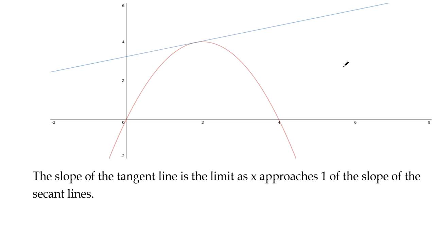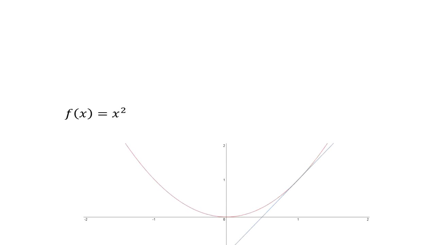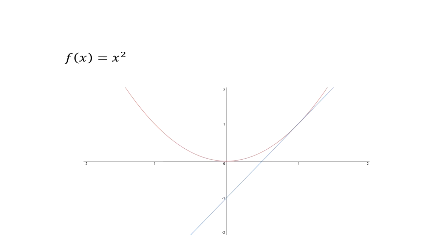Let's take a look at another example. f of x equals x squared. Here we have the graph in red, a parabola, and let's look at the tangent line at x equals 1, this blue line right here.